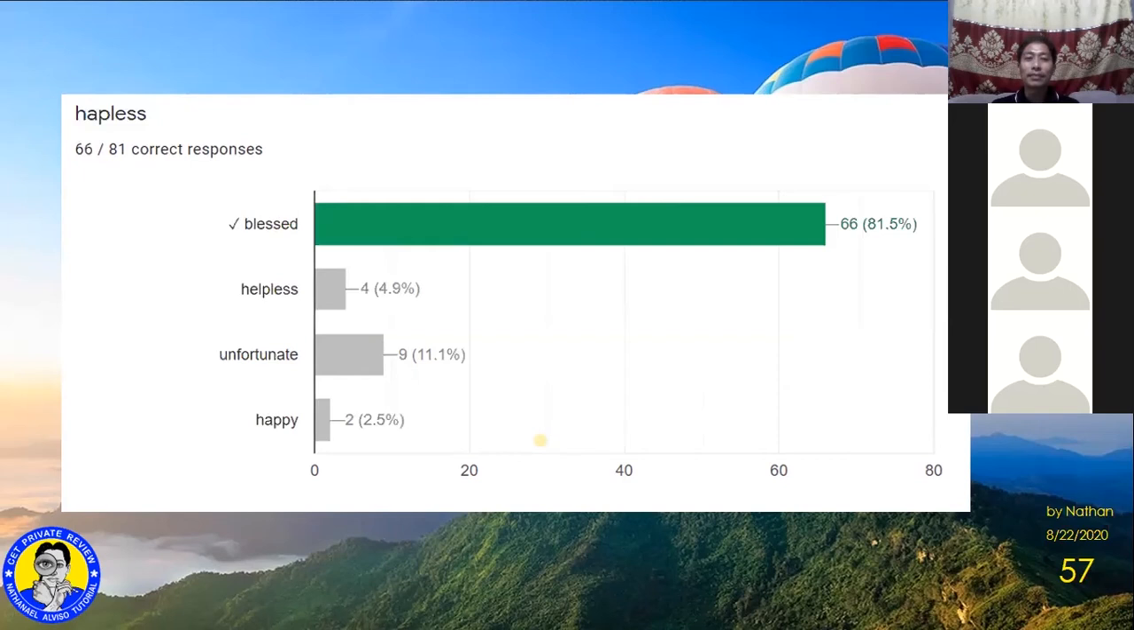All right, hapless. Basically hapless is in the same sense with helpless, but only in terms of luck, okay? If you always encounter bad luck, then you're hapless. You're a hapless individual. The synonym is unfortunate, okay? So since we're looking for the antonyms, then the answer is blessed. So 66 answered blessed, and 9 thought they're looking for synonyms.